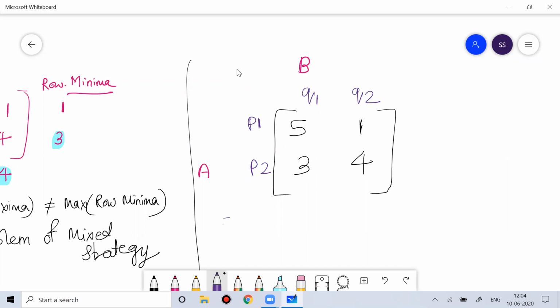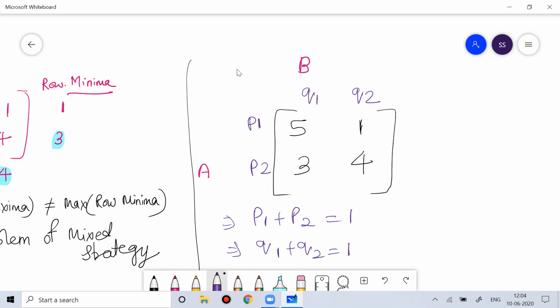And you know that P1 plus P2 is equal to 1. The total probability is equal to 1. You know that Q1 plus Q2 is equal to 1. The total probability is always 1.